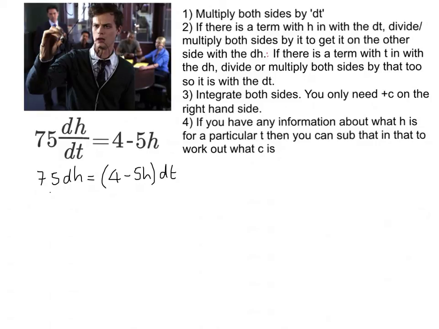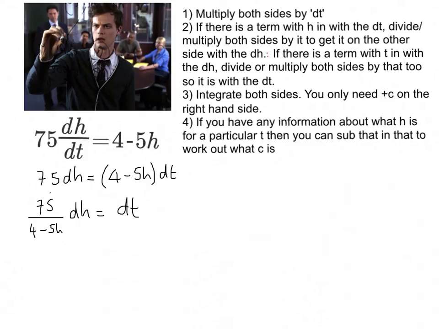Now we're going to check whether or not on this side, where there's dt, there's anything involving an h, and yes, there is. There's this whole term here, 4 minus 5h, that's one term. You can't just consider the minus 5h, it's this whole term, 4 minus 5h. So we need to divide both sides by that. 75 over 4 minus 5h dh equals dt.